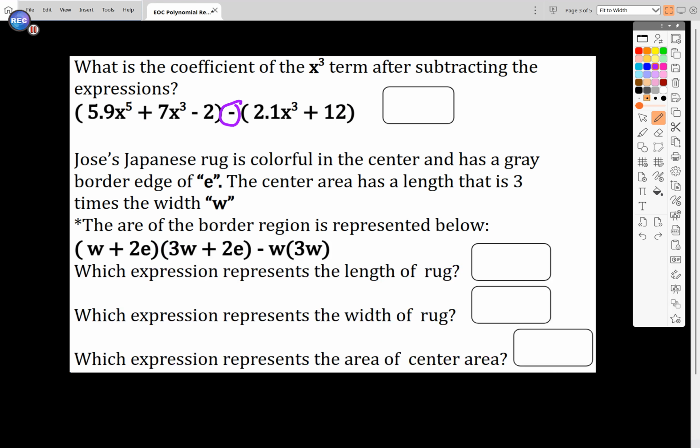Now on this page, it's just a subtraction question up top. But they're asking specifically for the coefficient of the x to the third term. So you can do all of it if you want, but really you only have to do the operation to these two values. So you have a minus in between. 7 minus 2.1 gives you 4.9. But they only want the coefficient. Don't put the x to the third there. We know it's 4.9x to the third, but they only want the coefficient.